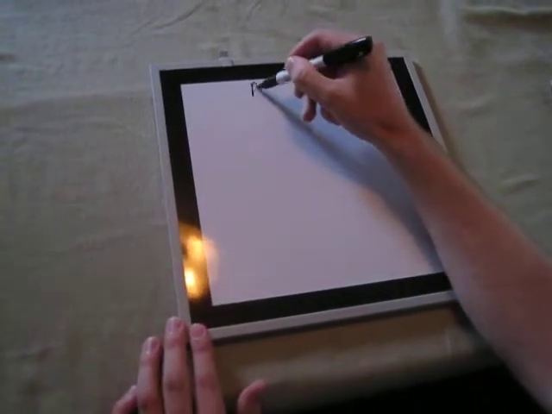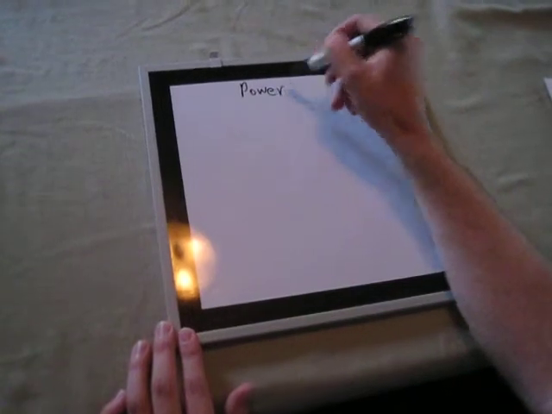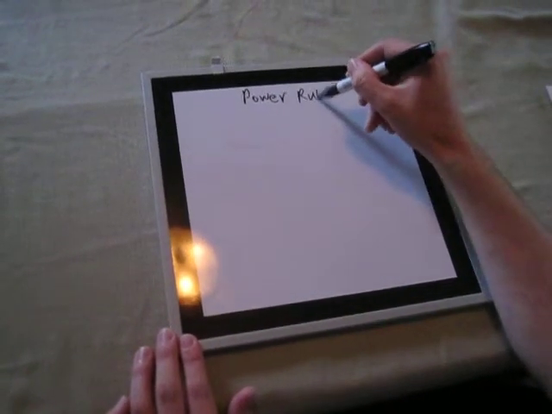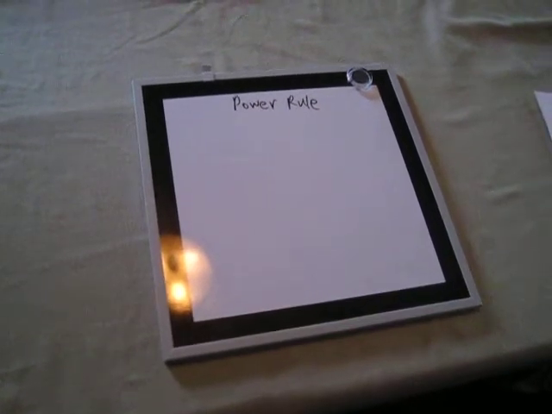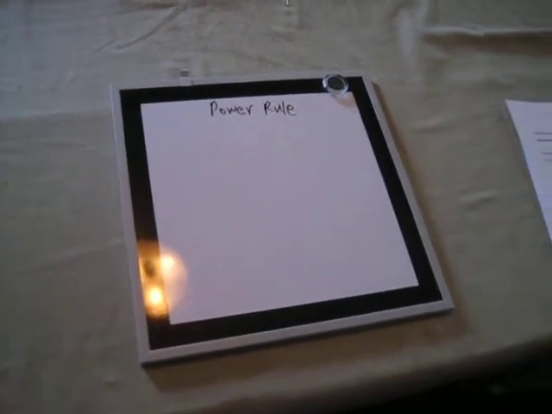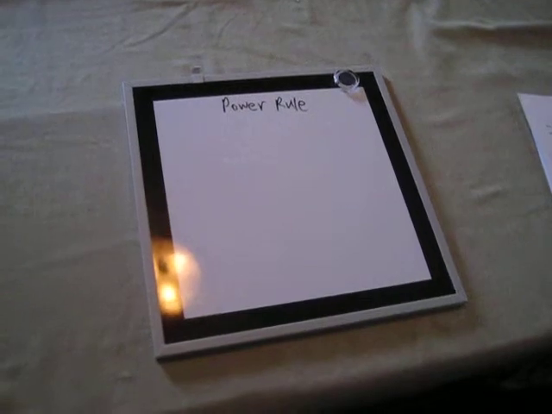We are going to talk about the power rule. The power rule is used to find derivatives of many functions. Most importantly, it's used to find the derivatives of polynomials. It's used very often for that.